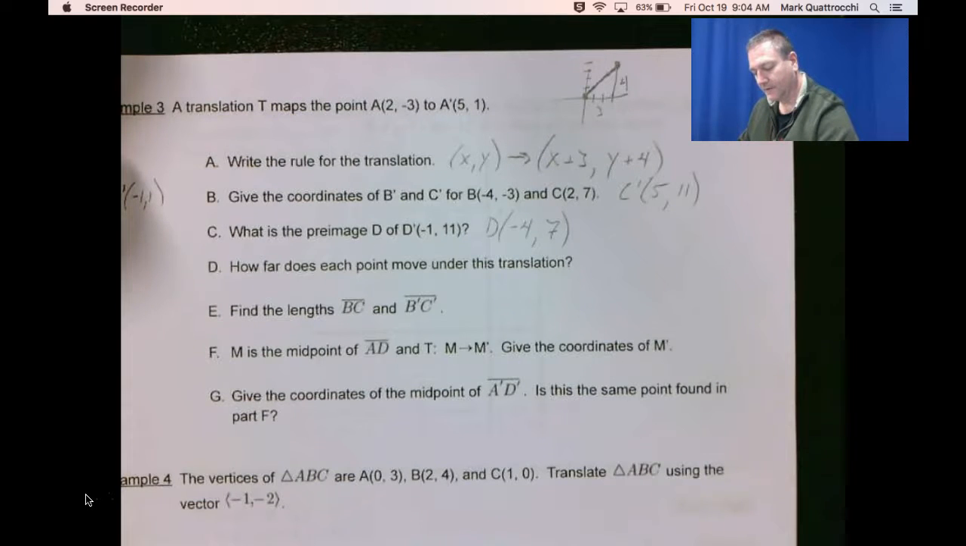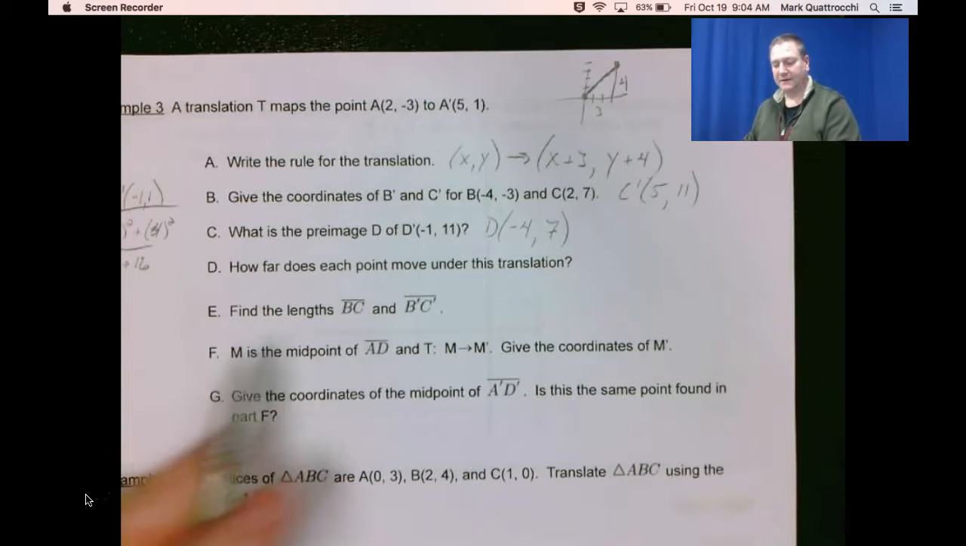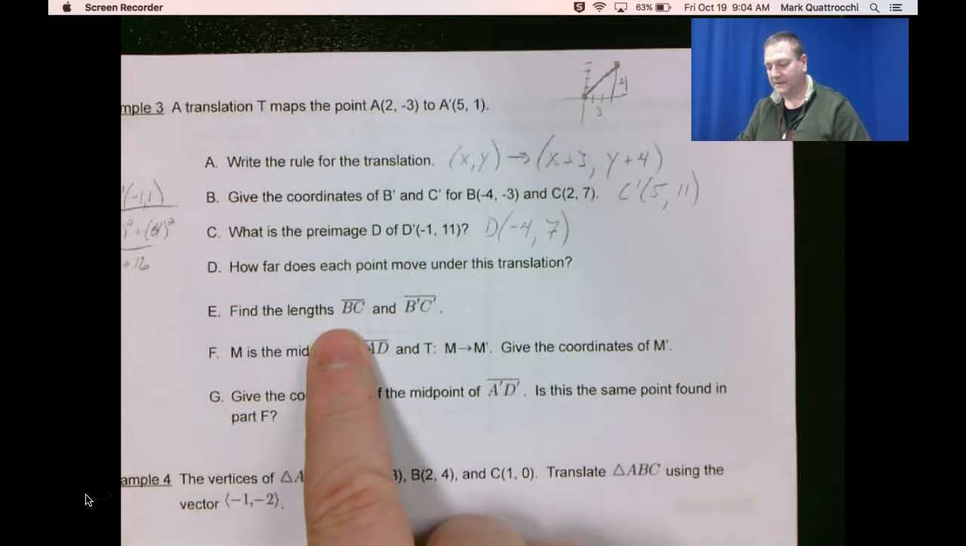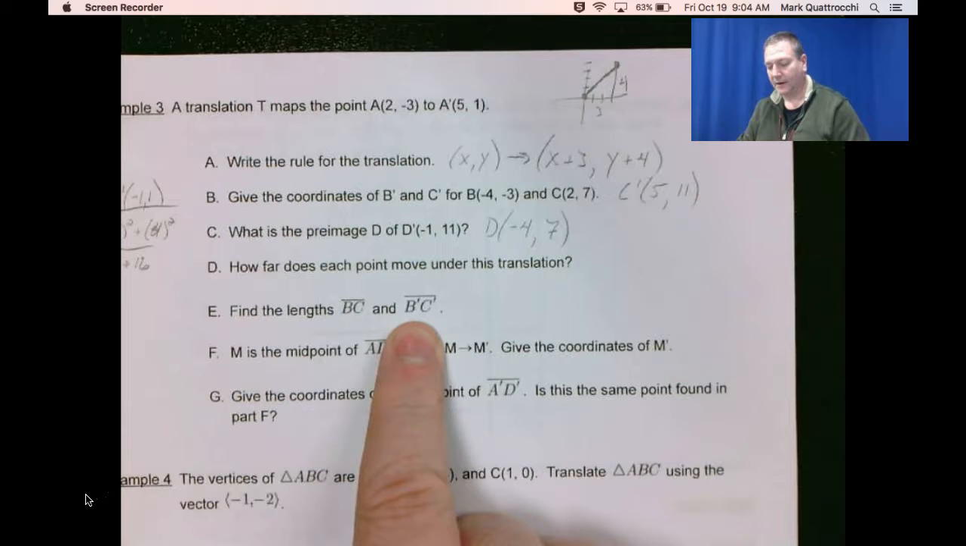So we're going to have D equals the square root of 0 minus 3 squared plus 0 minus 4 squared, which gives me the square root of 9 plus 16, square root of 25, or 5. So how far does each point move under the translation? 5 spaces. Find the length of segment BC and the length of segment B prime, C prime.